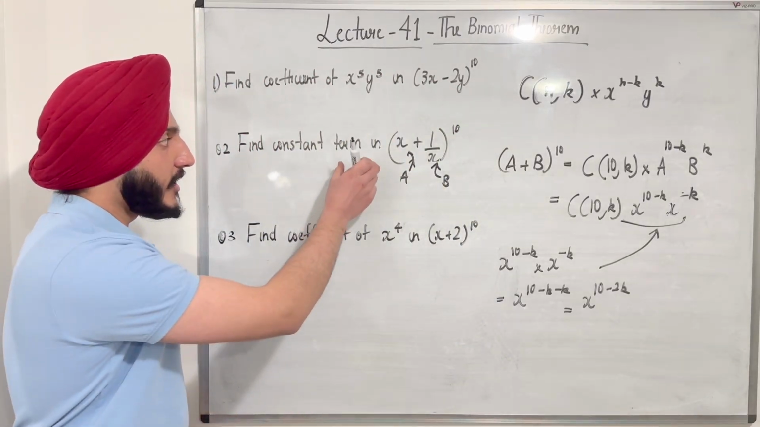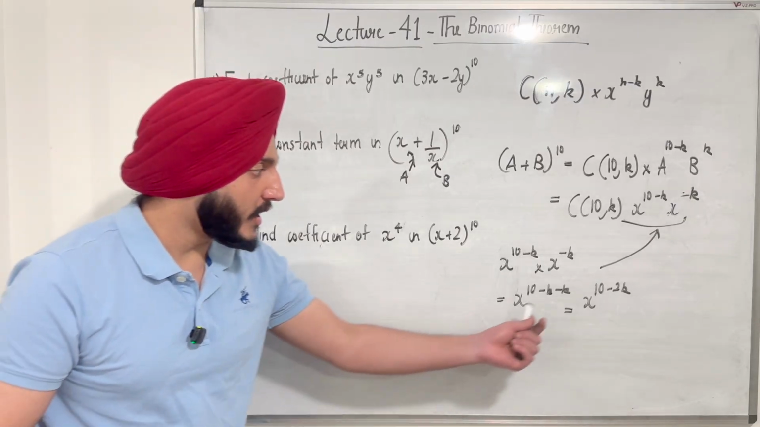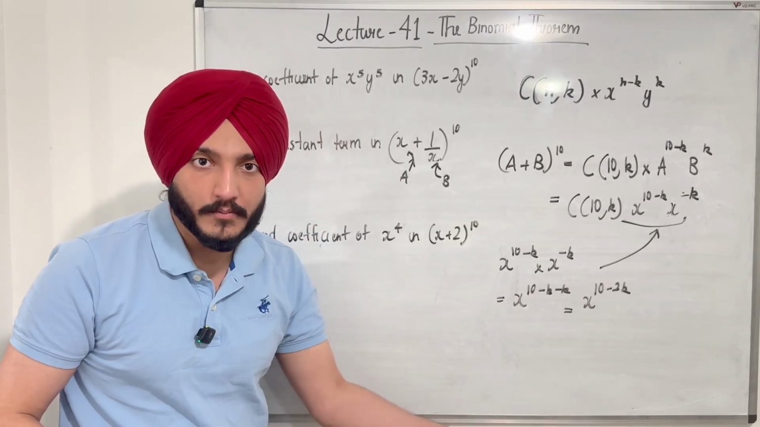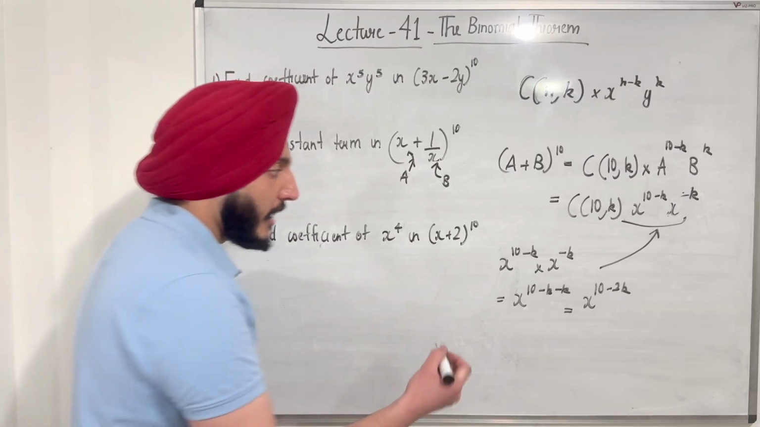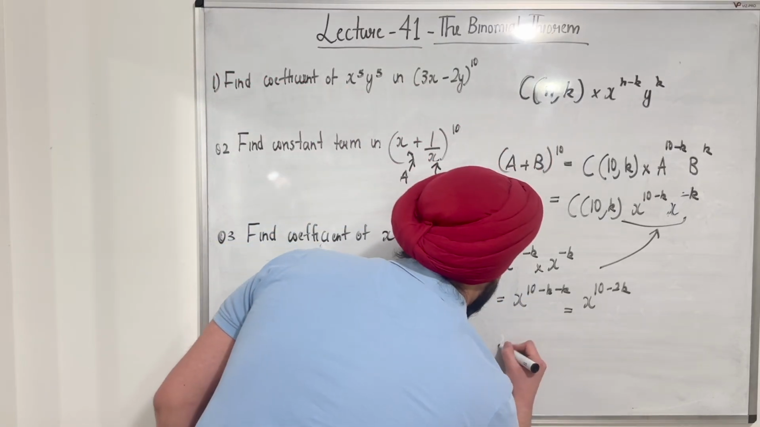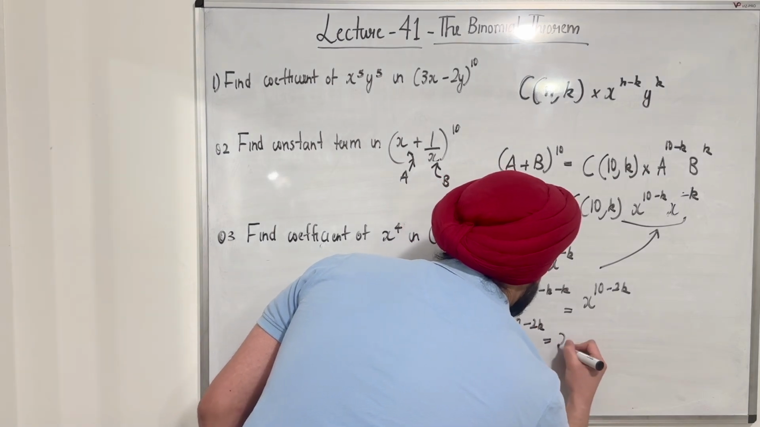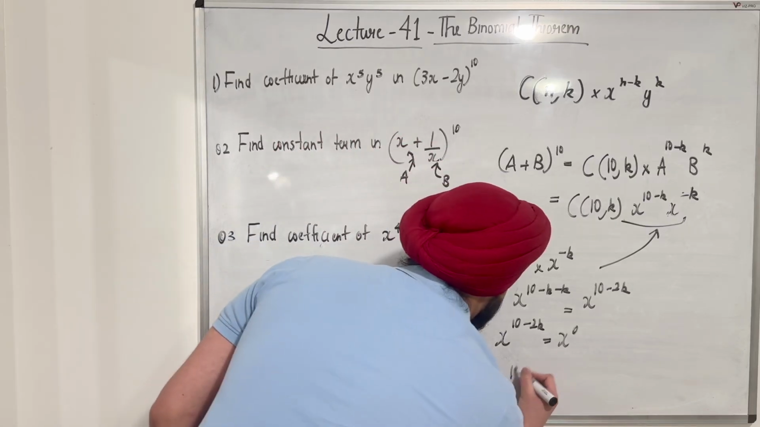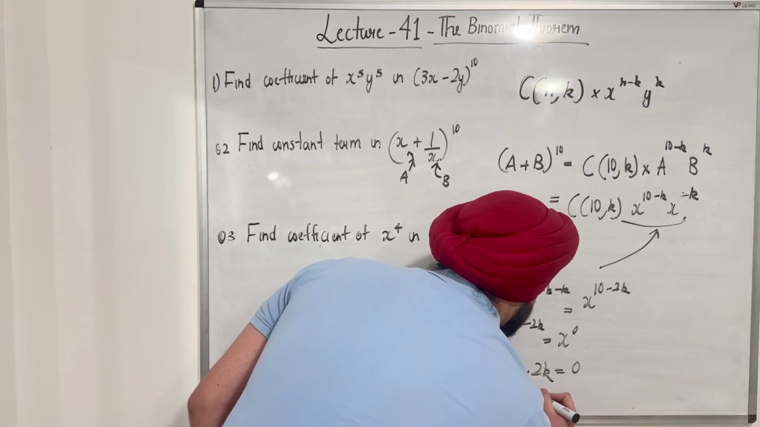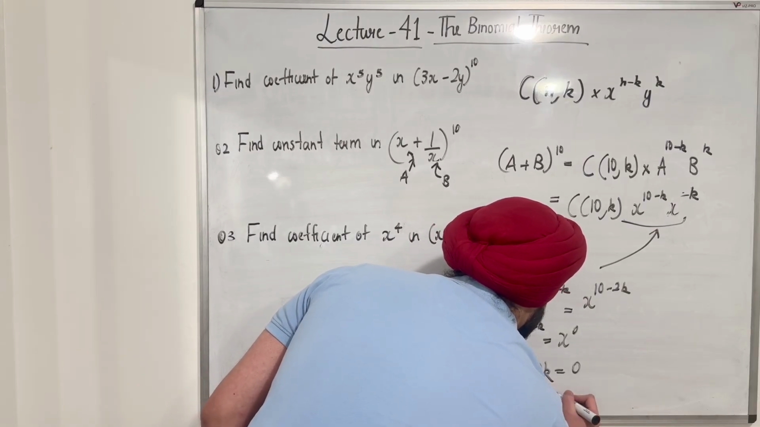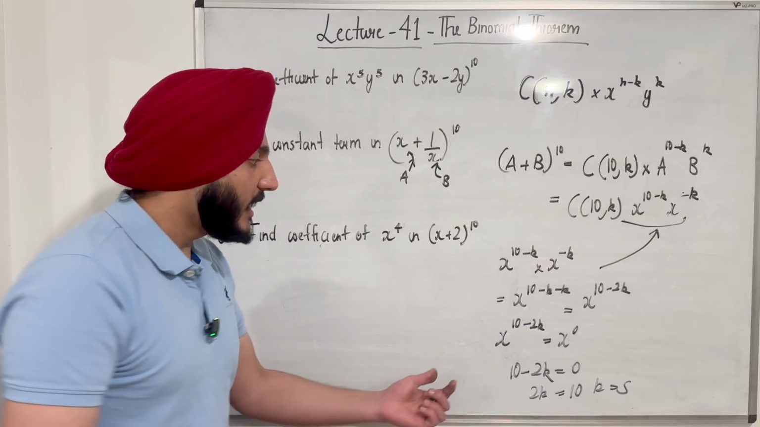Question is saying, find the constant term in it, right? What would be the constant term? Constant term would be the place where x would be something to the power of 0. That's where we wouldn't have any x term, and that would result in a constant term. So that would mean that we need x to the power of 10 minus 2k to be equal to x to the power of 0. So 10 minus 2k, we need it to be 0, right? And this gives you 2k equal 10, k equal 5. So your k term would be 5.